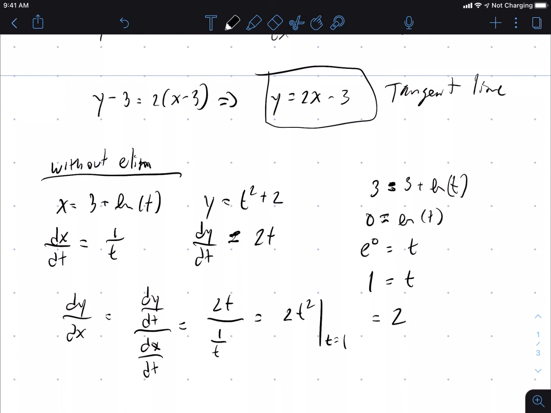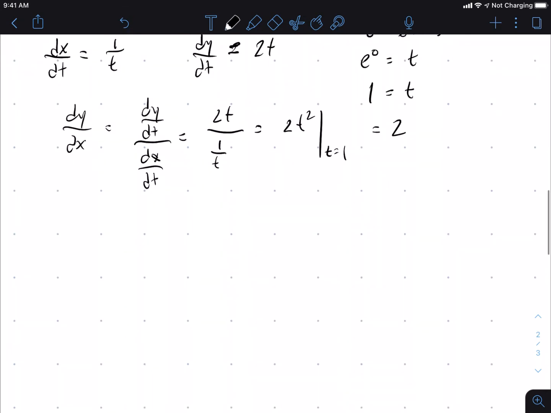Agreed. All right. So I showed you both methods: by eliminating, substituting in each, or by remembering that dy dx is equal to dy dt over dx dt, and then being able to find the slope that way. Pretty straightforward, right? Yep. Pretty straightforward. All right, let's go on to the next one. Number 3.